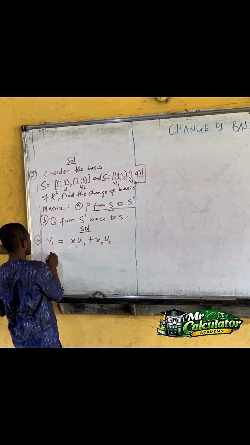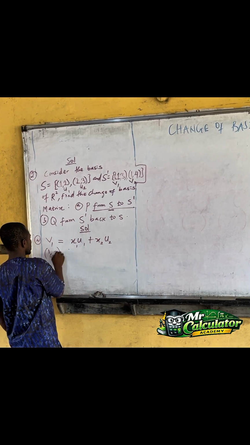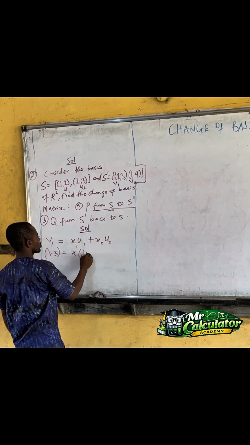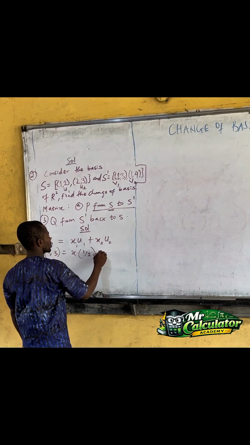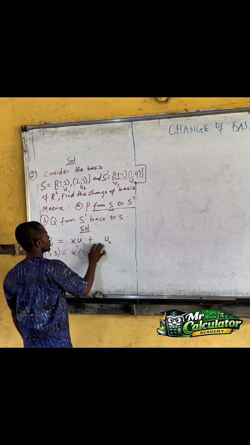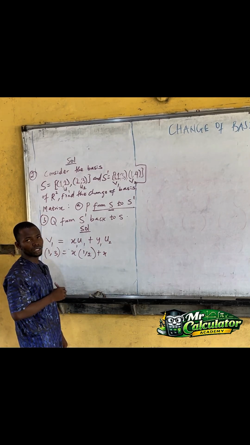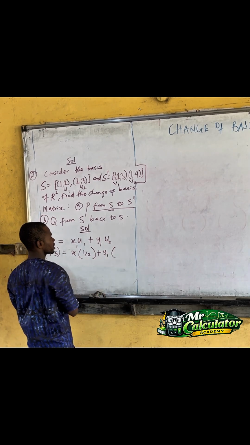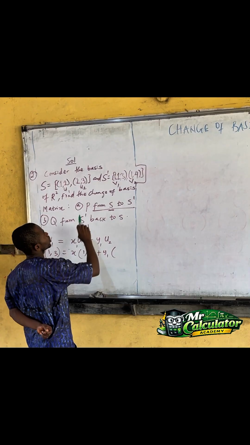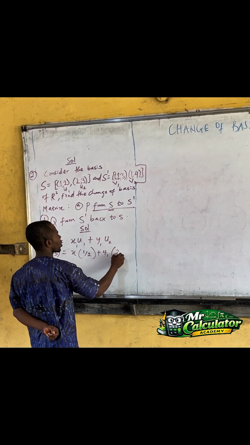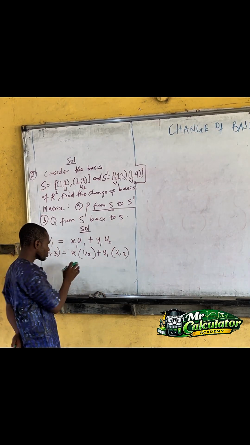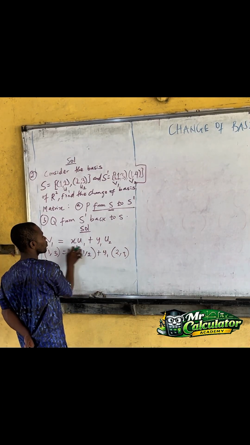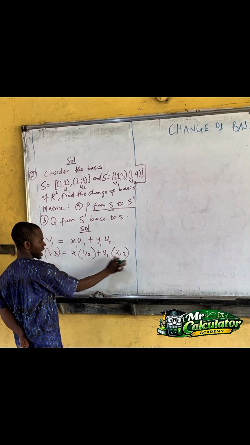What is my V1? 1, 3 equal to X. What is my U1? 1, 2 plus Y1, sorry, it is Y1 here, not Y2. It's a mistake. Y1 brackets. What is our U2? U2 is what? 2, 3. Are we getting it? I've written V1, which is the basis of S prime, as a linear combination of all the bases of S, as you can see.